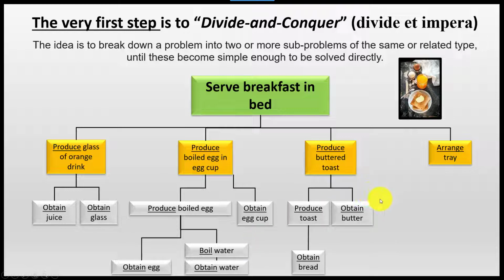Now we're going to produce the buttered toast. Same logic, we're going to produce the toast, which of course requires bread. We also need to obtain butter because it's buttered toast. And lastly, we're going to arrange the tray with some plates and cutlery. And yes, we need to have a tray. And once we have that, we can serve it. Yeah, so as you can see here, we divide and conquer. This is the success formula for the Romans. This is how they conquered. Yeah, they divide people and they conquer. All right, so let's move on.